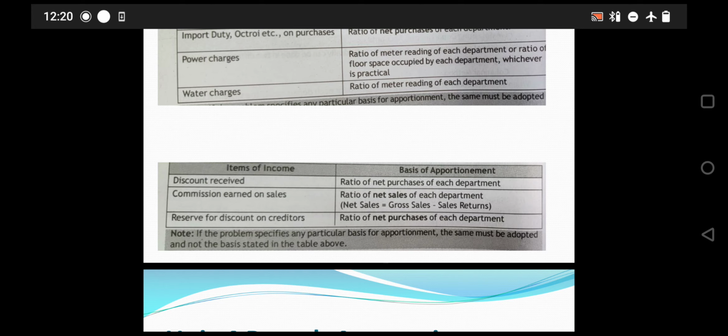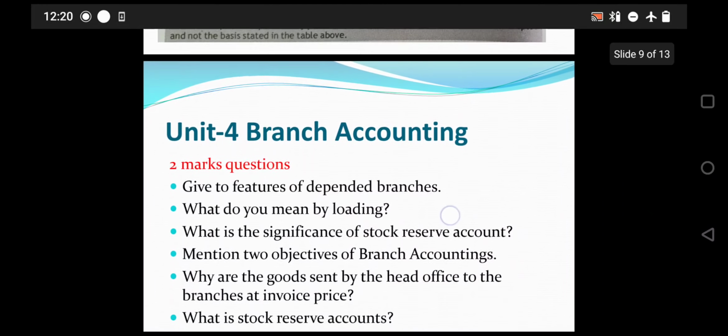And commission earned on sales. As the name directly says, it should be on sales, net sales. And the last one, reserve for discount on creditors. Reserve for discount on debtors will be calculated on sales, but reserve for discount on creditors we will calculate on net purchases. This is about unit 3.